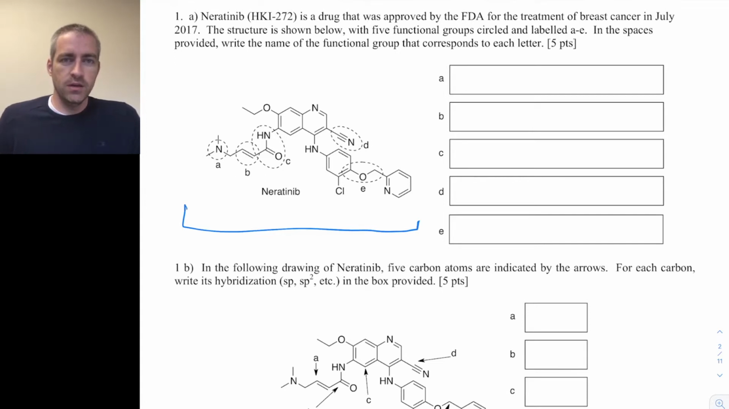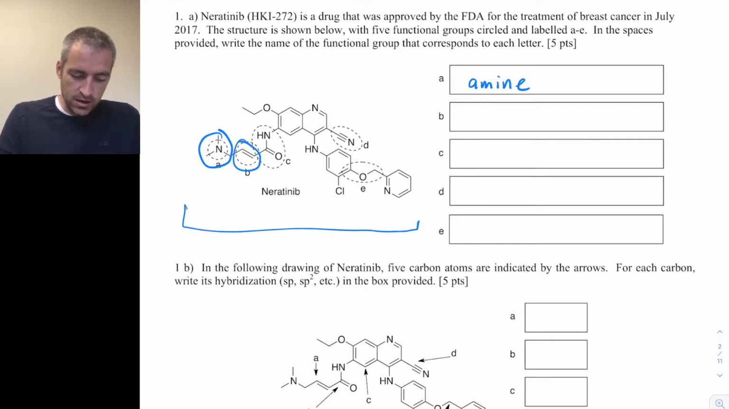So you can see functional group A that is circled right here is a nitrogen with carbons attached to it. That would be called an amine. Not to be confused with an amide. An amide has a nitrogen that is attached to a carbonyl, carbon double bond oxygen, and this one clearly doesn't have that. We have B, you can see circled here, carbon-carbon double bond is an alkene.